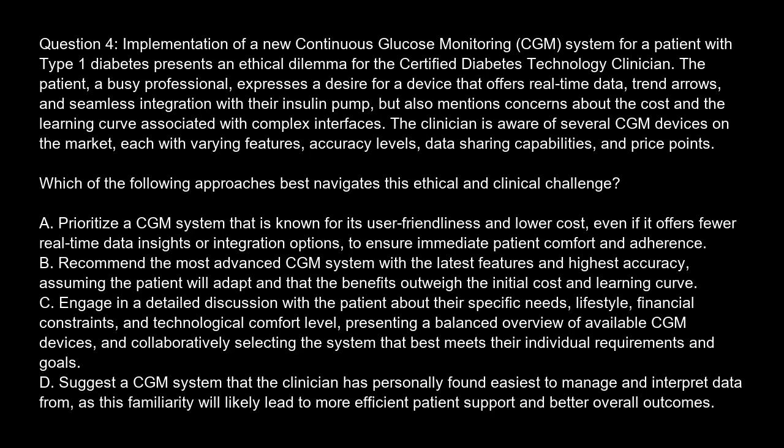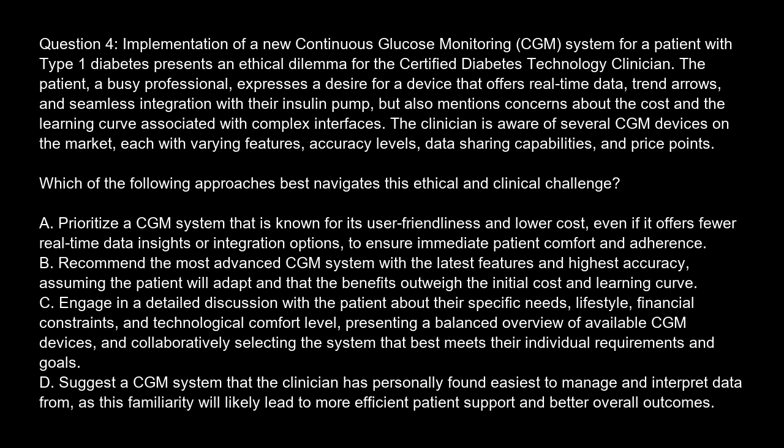Implementation of a new continuous glucose monitoring (CGM) system for a patient with type 1 diabetes presents an ethical dilemma for the certified diabetes technology clinician. The patient, a busy professional, expresses a desire for a device that offers real-time data, trend arrows, and seamless integration with their insulin pump, but also mentions concerns about the cost and the learning curve associated with complex interfaces. The clinician is aware of several CGM devices on the market, each with varying features, accuracy levels, data sharing capabilities, and price points.